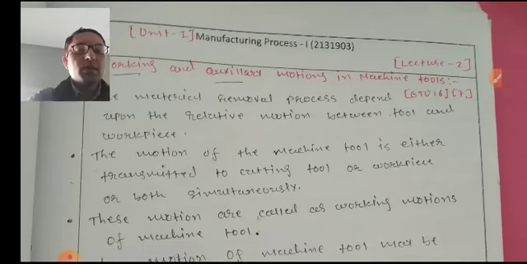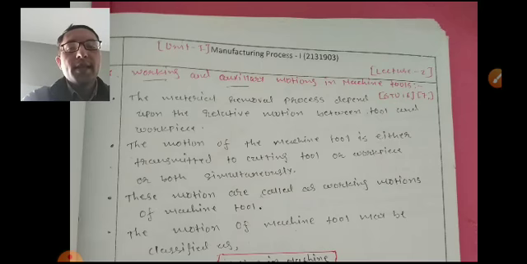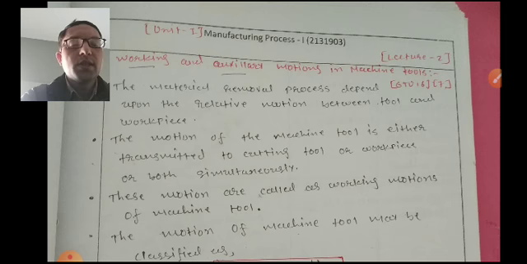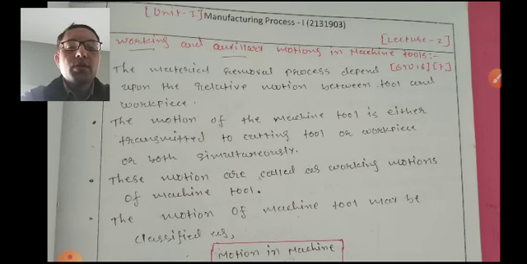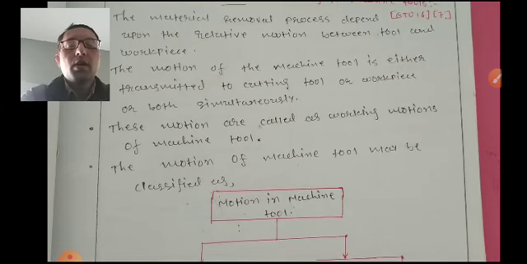Also, machine tools are classified into working and auxiliary motion. Okay, now what are these working and auxiliary motions? The material removal process depends upon the relative motion between the tool and the workpiece. Okay, now the motion of the machine tool is either transmitted to the cutting tool or the workpiece or both simultaneously, right? जो मोशन ट्रांसमिशन होता है वो मोशन ट्रांसमिशन कैसे होता है? Either transmitted to the cutting tool, okay, and workpiece, and both simultaneously.